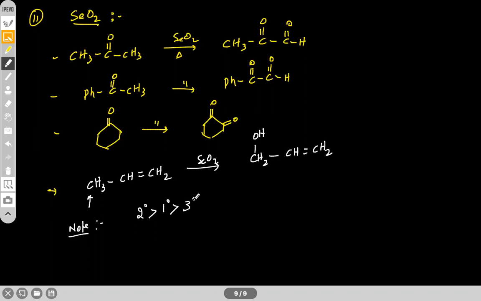Right? This SeO2 reaction is important from the exam point of view. You just need to memorize 2 things over here. One is for ketone, we'll have a carbonyl group adjacent to the keto group which is already present. And if you have alkene, then the hydroxy group gets attached at the allylic position. The allylic position could be more than one in a given reaction. For that, we have the order: 2 degree is maximum, then 1 degree, and then 3 degree. Okay, now based on this information, write down the product in these reactions with SeO2.